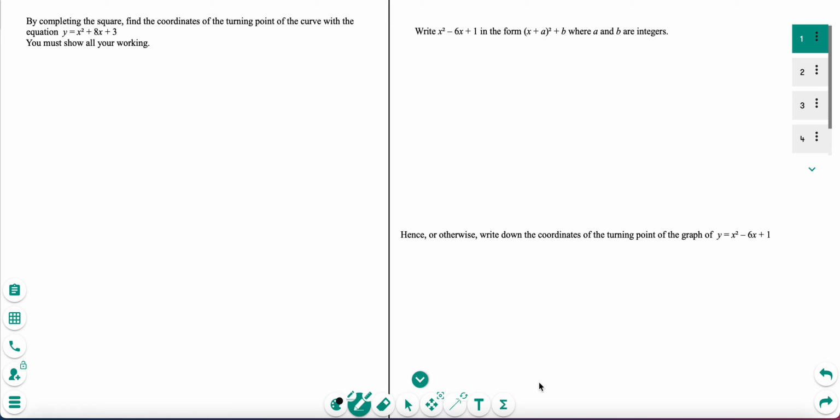Video is all about completing the square. Completing the square is a tool we use for quadratics. What's a quadratic? A quadratic is an expression with three terms: a square term, a single letter term, and a number term, like this, or here, a square term, a single letter term, and a number. Okay? And it's a process which helps us find the turning point of a curve.